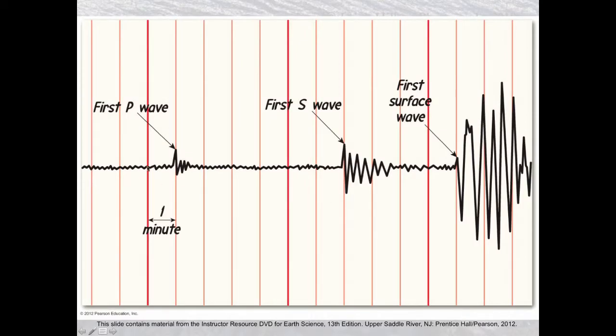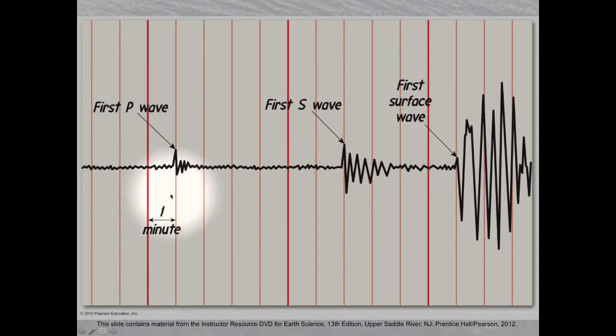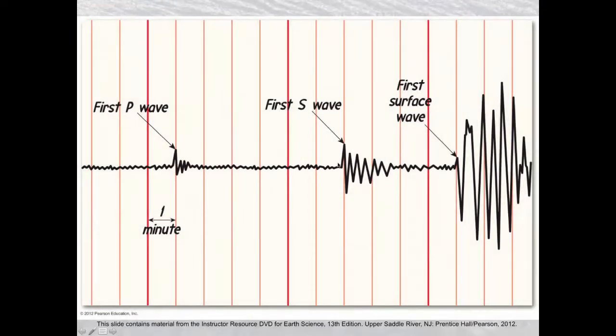You can see the seismogram here has markers for time. So in this distance we have what? We have our first P wave arriving at this line. If these are all minutes, then we have 1 minute, 2 minutes, 3 minutes, 4 minutes, 5 minutes, 6 minutes before the first S wave arrives. And then 7, 8, 9, 10 before the first surface wave arrives. So here we have a difference between the P and the S of 6 minutes, a 6-minute travel time difference.